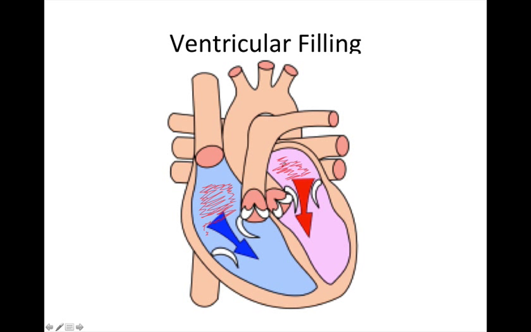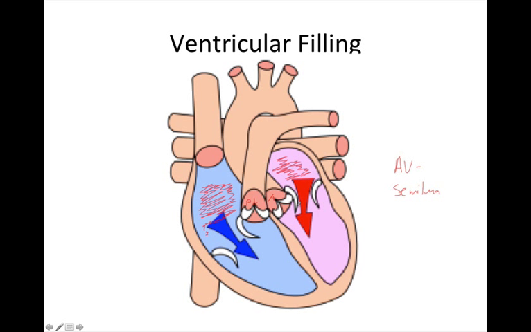Now we have to remember the names of the valves between the chambers. There are two general sets of valves: AV valves and semilunar. AV stands for atrioventricular. These are the valves between the atria and the ventricles. Semilunar valves are in what we call the great arteries of the heart. This would be the pulmonary valve, because it's in the pulmonary artery, and this would be the aortic valve, because, well, you can probably guess it's involved with the aorta.